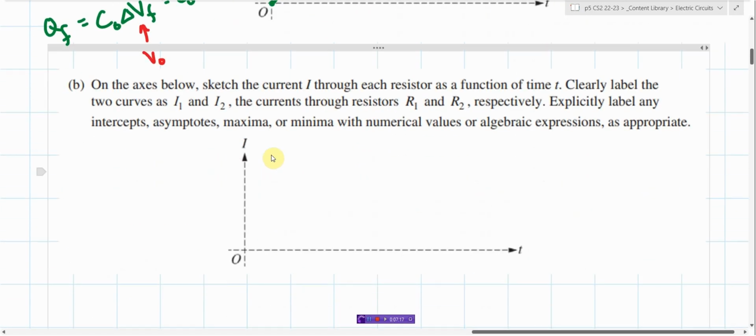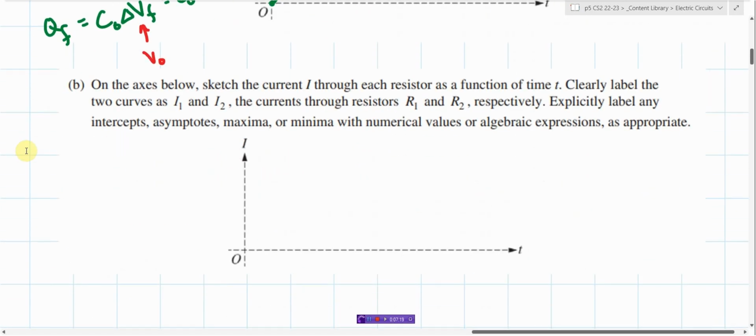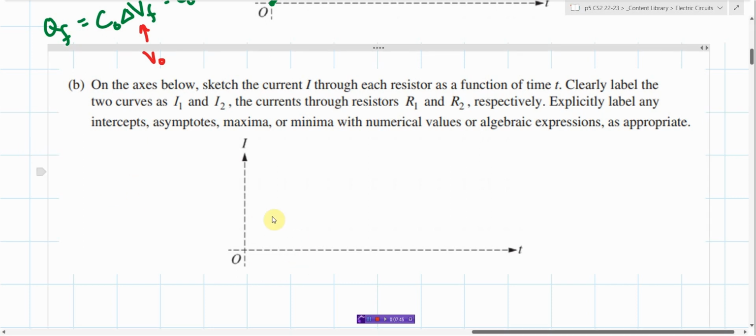Part B. On the axes below, sketch the current through each resistor as a function of time t. Clearly label the two curves as I1 and I2. Sorry, I have hiccups. The currents through resistors, I1 is through R1 and I2 is through R2. Explicitly label any intercepts, asymptotes, maximum, minimum, or numerical values or algebraic expressions as appropriate. We have to get 2 lines on this graph, and they need to be very well labeled.